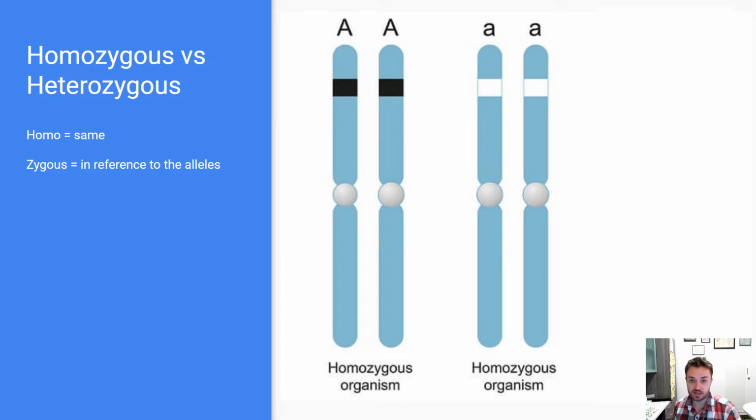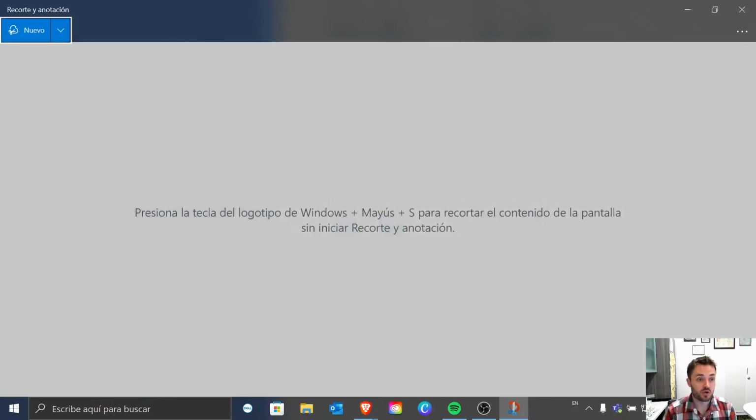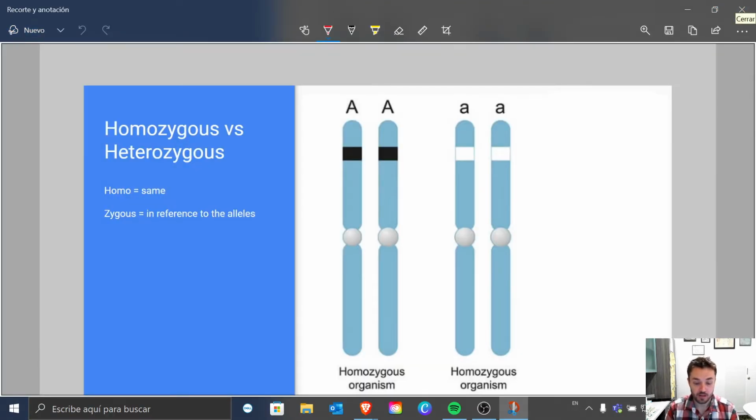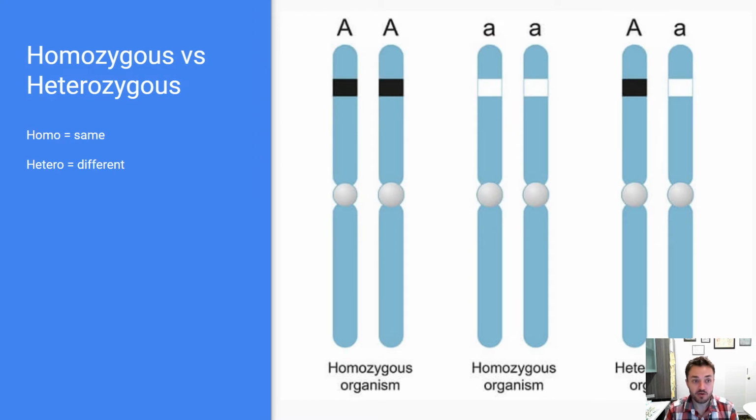Homozygous versus heterozygous keys in on the fact that the word homo means same. Notice that in this case, they're both big A's, and in this case, they're both little a's. Homozygous is in reference to the letters being the same, either both big or both little. Zygous just refers to the alleles themselves. Are the alleles the same or not? The other term, other than homozygous, would be heterozygous.